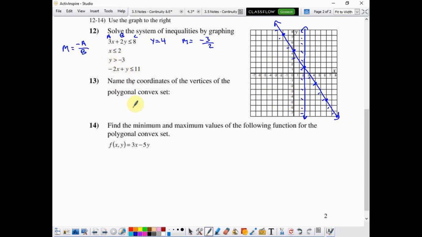Y is greater than -3, so that means move down 3. And it's not greater than or equal to, so I'm actually going to have a dotted line this time. Plug in a 0. 0 is greater than -3. That's true, so this line wants me to shade toward the origin. So now we're in this section that's been shaded all 3 times, and 1 line to go.